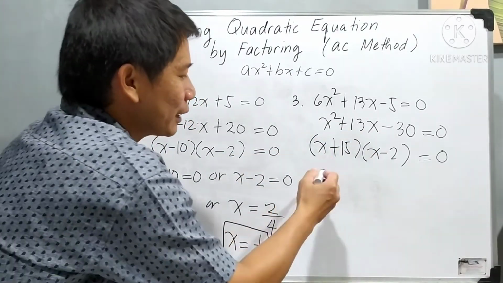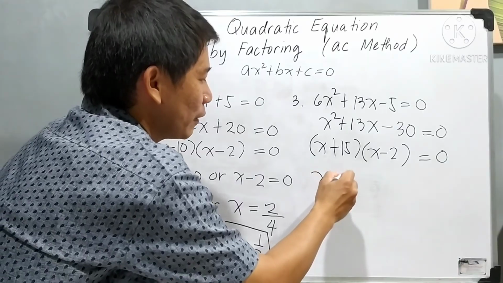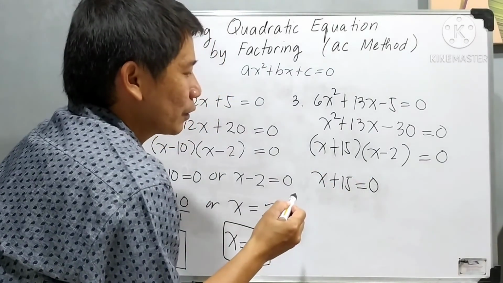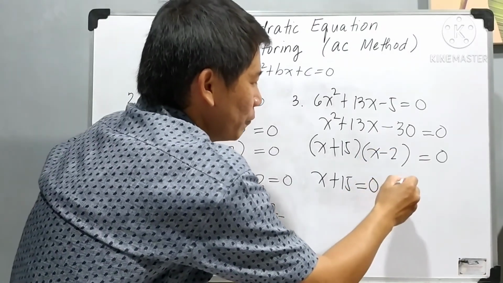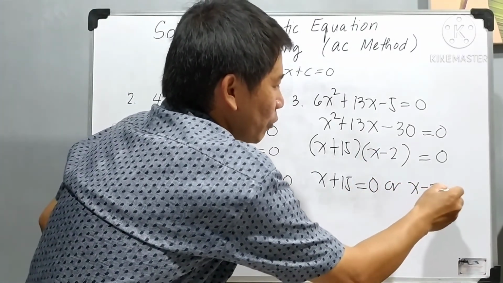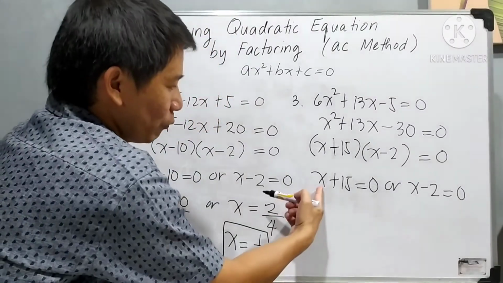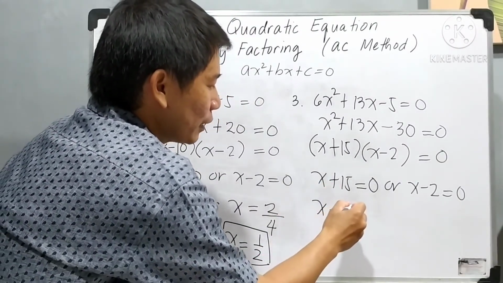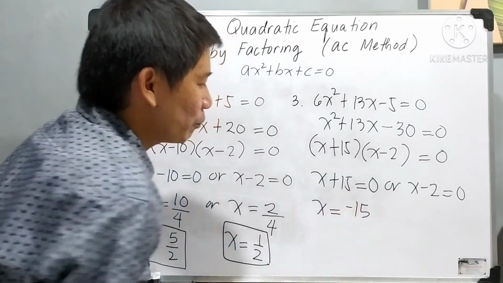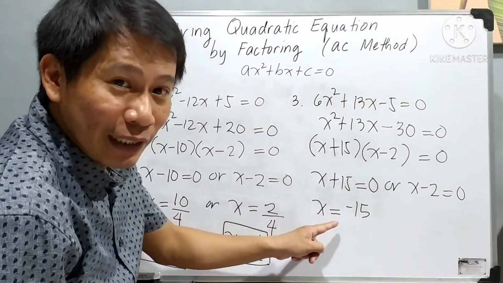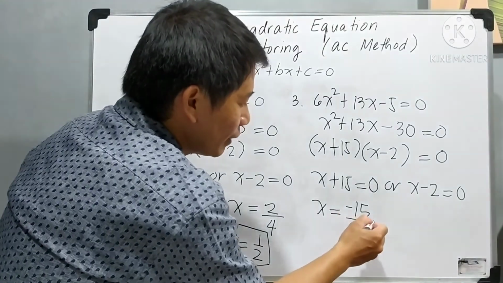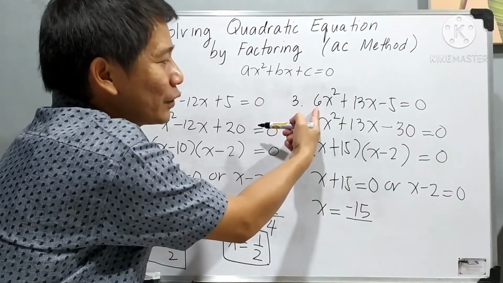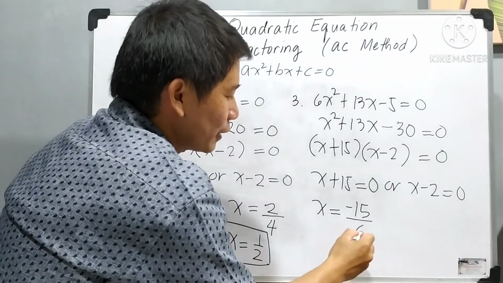So, solving for x, so we have x plus 15 equals to 0. Okay? The second factor, x minus 2 equals to 0. So, let's solve for x here. X is equal to negative 15. Pag na-solve na si x, ano ang last step? I-divide by a. Ano ang a natin dito? 6. Therefore, divide it by 6.